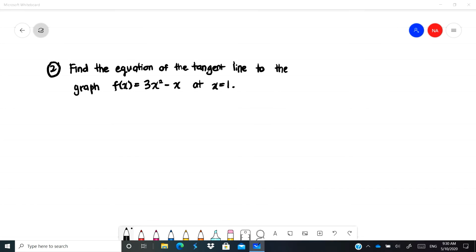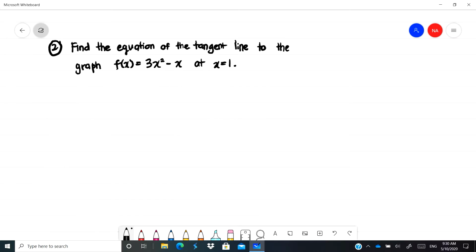Let's now move to question number 2. Find the equation of the tangent line to the graph of this at x equal to 1. I'm not going to draw the graph, because in the exam you don't have to draw the graph, but if you want to illustrate this, you can draw the graph.